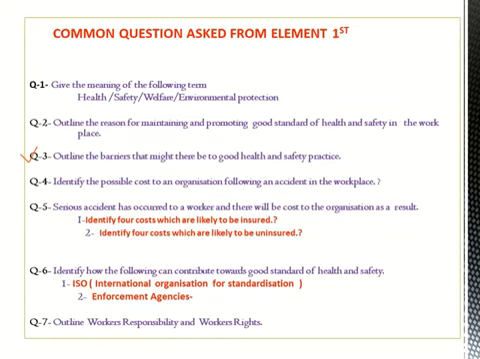Third one is, outline the barriers that might be there to good health and safety practice. What are the barriers which the employer or HSE department face when they want to implement health and safety at the workplace? We will discuss it very properly. Fourth question is, identify the possible costs to an organization following an accident in the workplace. When an accident occurs, what kinds of cost can be incurred by the employer? Fifth is, a serious accident has occurred to a worker and there will be costs to the organization as a result. So identify 4 costs which are likely to be insured and identify 4 costs which are likely to be uninsured.